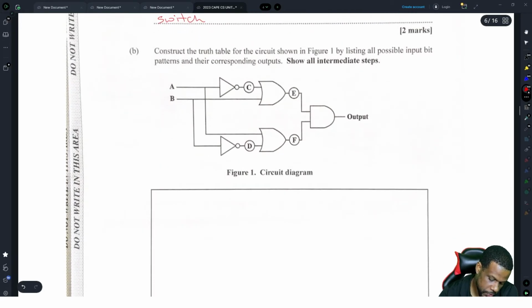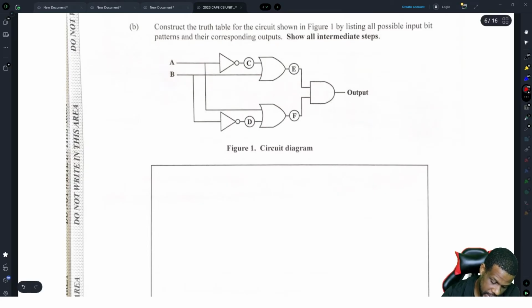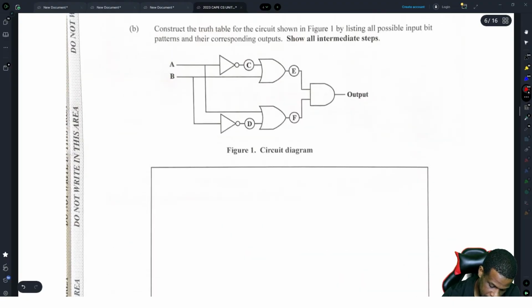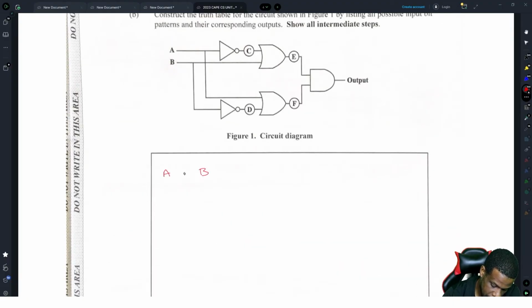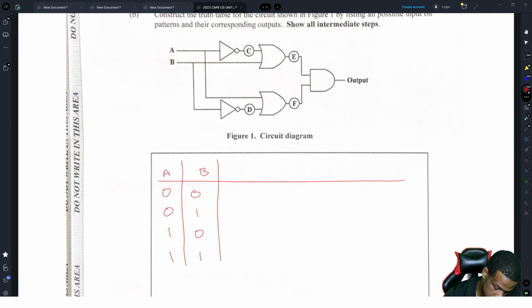Construct the truth table for the circuit shown. Hey, this is the same thing I did on the Sunday Night Live. Must be nice. Look, they put the letters for you too. How cute is that? 6 marks. Let's go. A and B. Possible inputs are 0, 0, 0, 1, 1, 0, 1, 1.